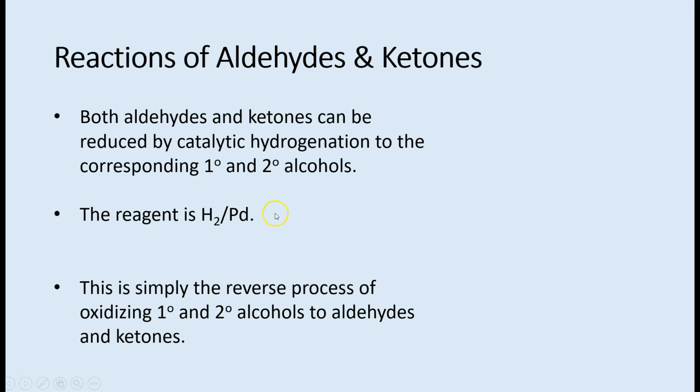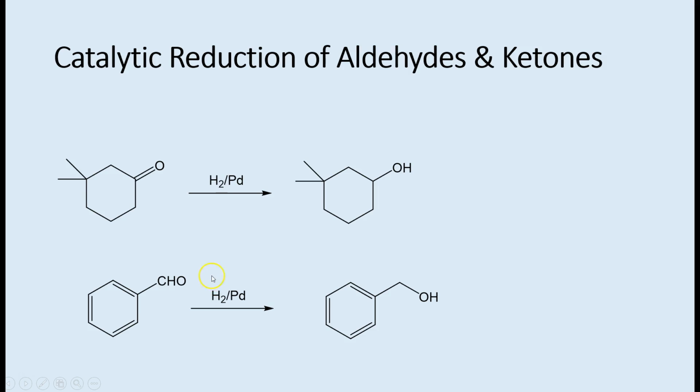You can also reduce a carbon-oxygen double bond by hydrogenation into a carbon-oxygen single bond. And this is, in fact, simply the reverse reaction of what we learned in the previous chapter on alcohols, which is that you can oxidize a primary alcohol to an aldehyde, and you can oxidize a secondary alcohol to a ketone, and therefore you can reduce a ketone to a secondary alcohol, and you can reduce an aldehyde to a primary alcohol. And so let's take a look at some examples of this.